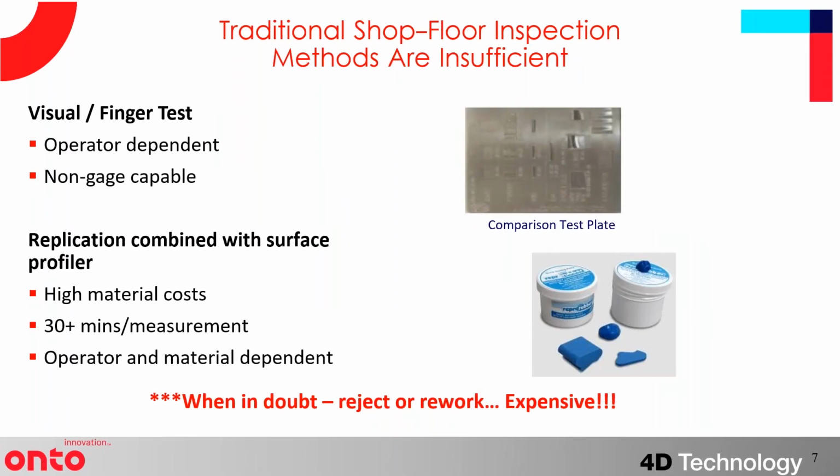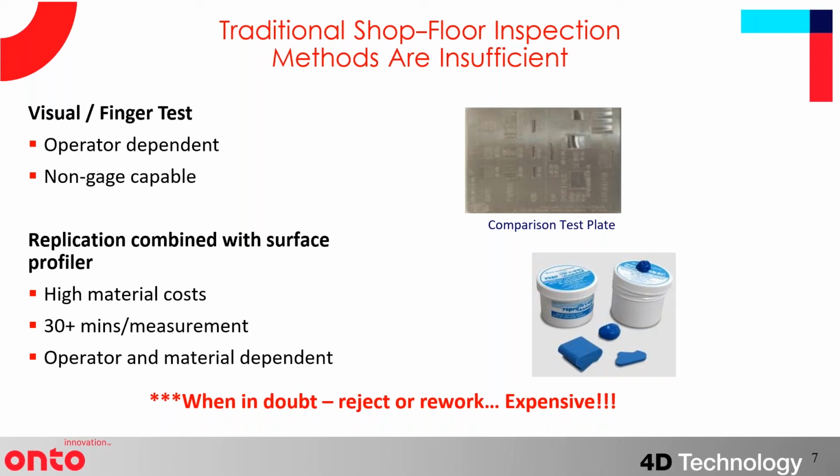But traditional shop floor inspection methods really are insufficient for today's world. A lot of people still use visual and fingernail tests for assessing things like step heights, pit depths, even radii, and other critical geometries. But the reality is most people know those are highly operator dependent, they're non-gauge capable. So often when it fails, you know it really failed. But if anything's close to the edge, a lot of times people will reject or rework because they're uncertain.